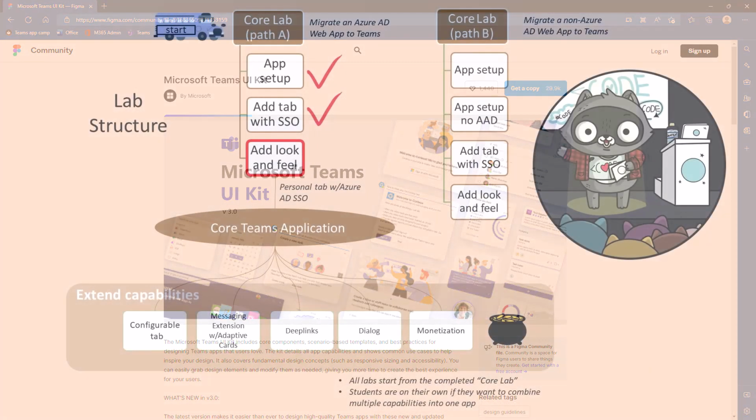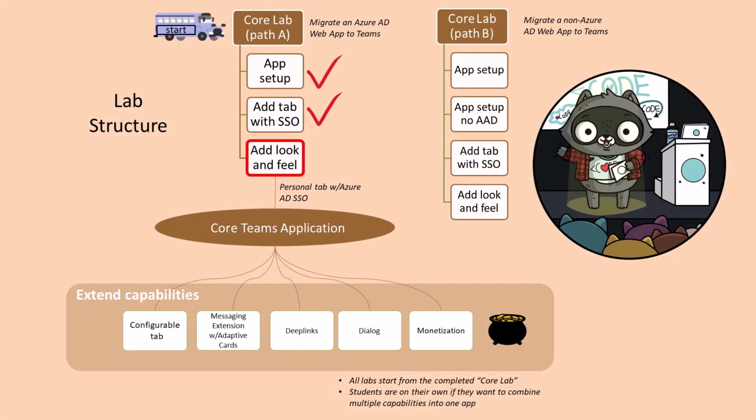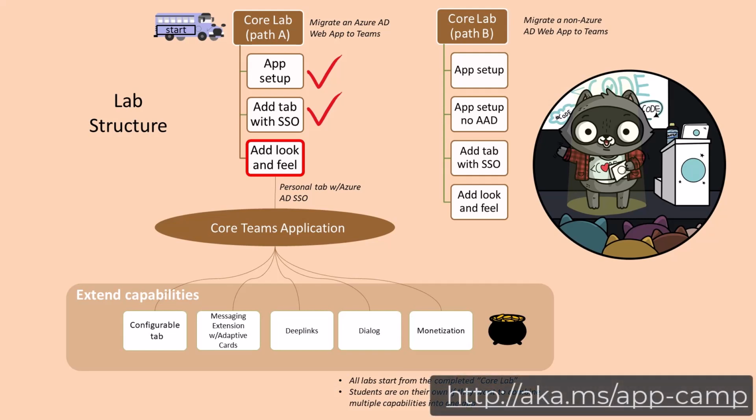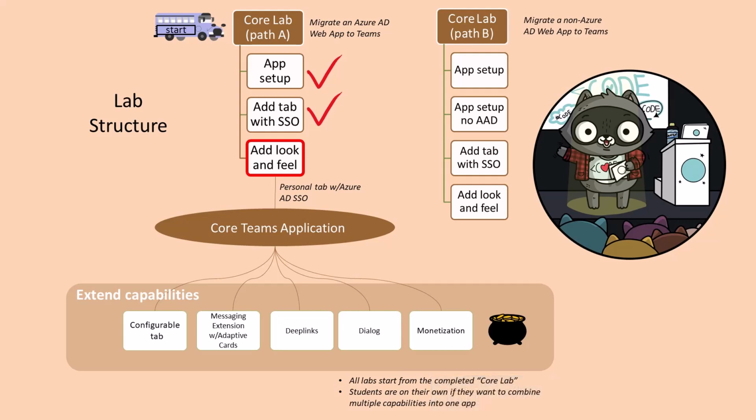If you've completed Lab A02, then you can do the lab along with me. Just navigate to aka.ms/app-camp and scroll down to the link for Lab A03, Teams Styling and Themes. Special thanks to Tomomi Amura for her assistance with this lab.